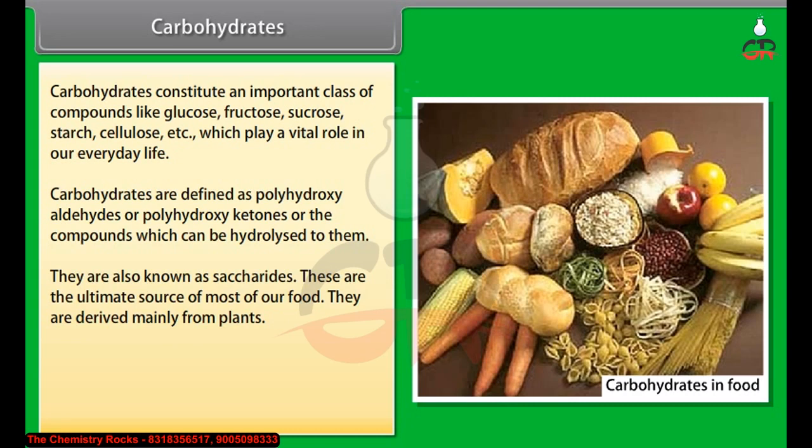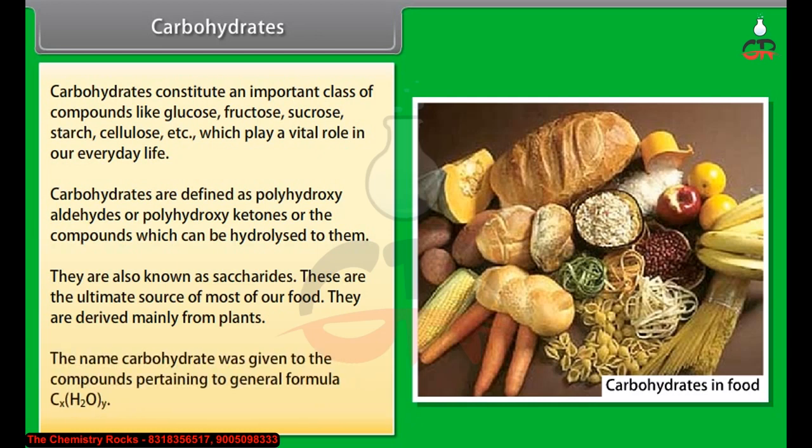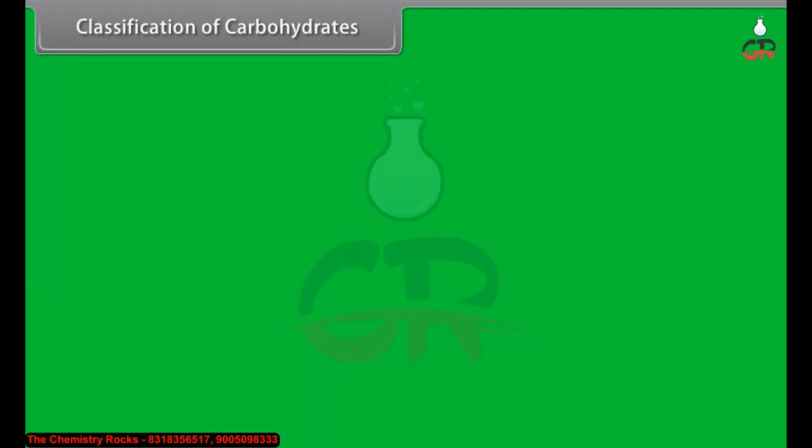These are the ultimate source of most of our food. They are derived mainly from plants. The name carbohydrate was given to the compounds pertaining to the general formula CxH2yOy. Classification of carbohydrates.